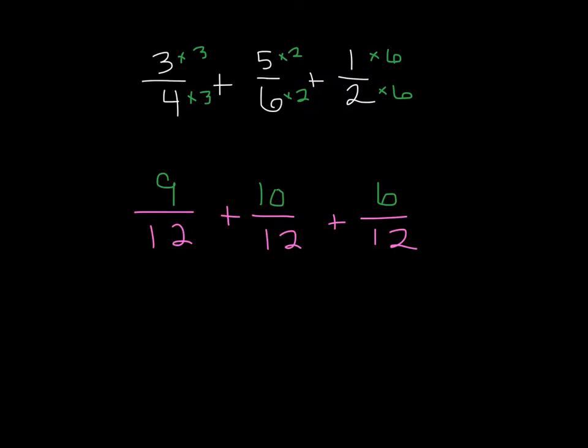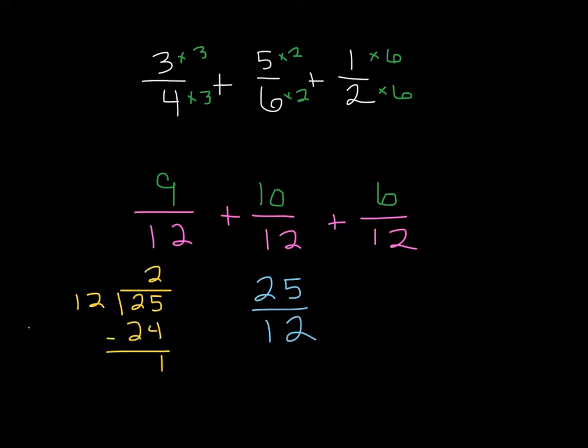Now we're ready to add. 9 plus 10 is 19, plus 6 is 25 over 12. Now let's change it to a mixed number. 12 goes into 25 2 times, with 1 left over. So this is 2 and 1 over 12.